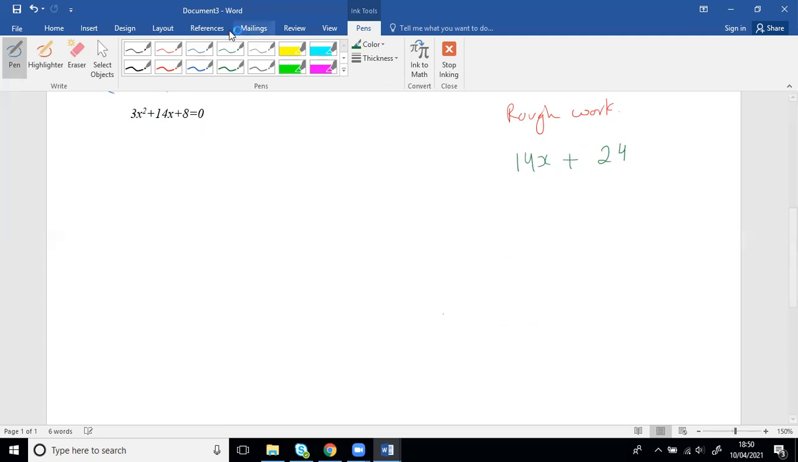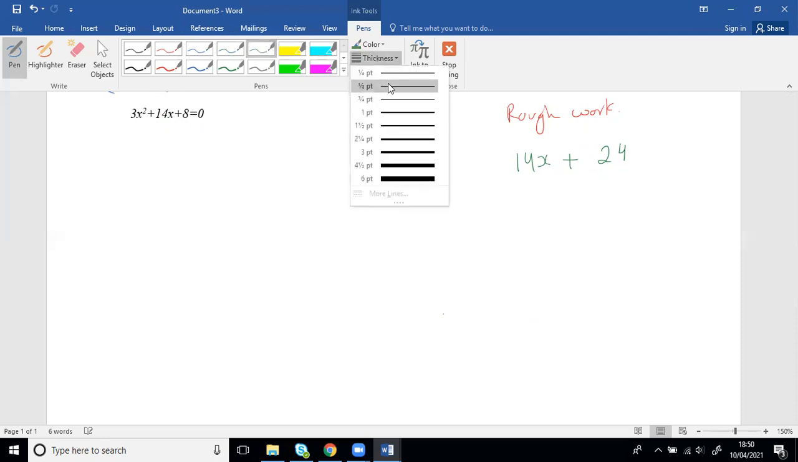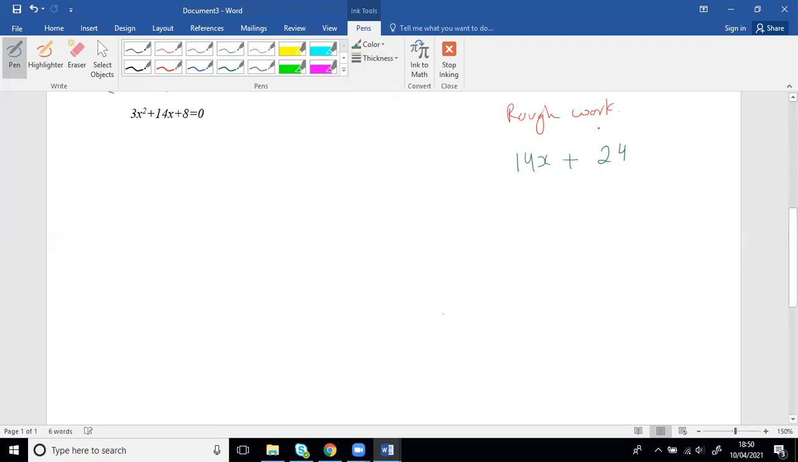Now you've got to think of two numbers. When you multiply them, it should give you 24, and when you add those numbers, that should give you 14. This is very simple and straightforward. So two numbers that multiply to give me 24: that is 12 and 2. So I'm going to write 12 and 2. Yep, 12 times 2 gives me 24, and 12 plus 2 gives me 14.